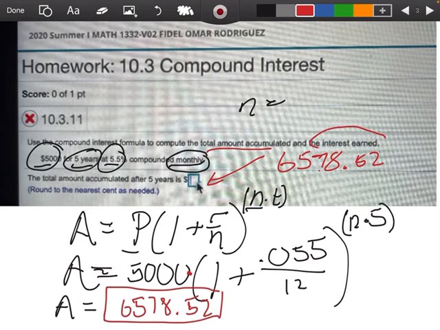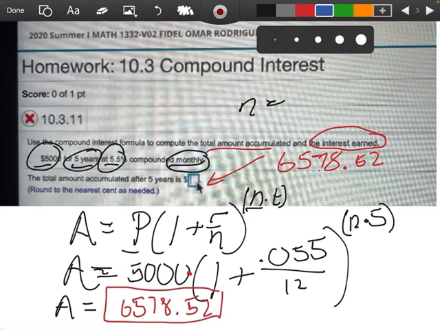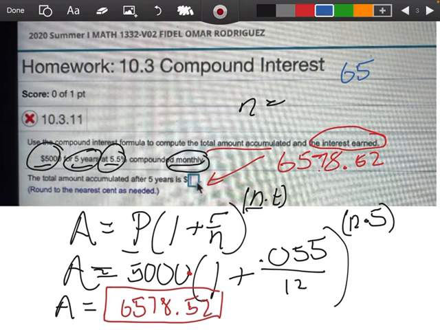And then it's asking me how much of that was interest. So remember, if we're trying to figure out how much of that was interest, I'm going to take 6,578 and 52 cents. Now remember, we put in 5,000 to begin with, right? So I'm going to go ahead and subtract off 5,000. So my interest is going to be 1,578 and 52.